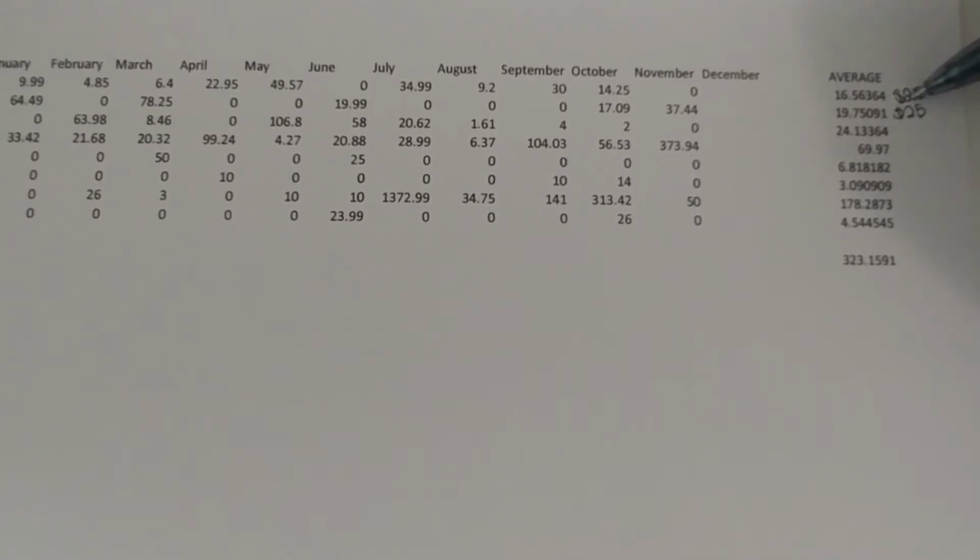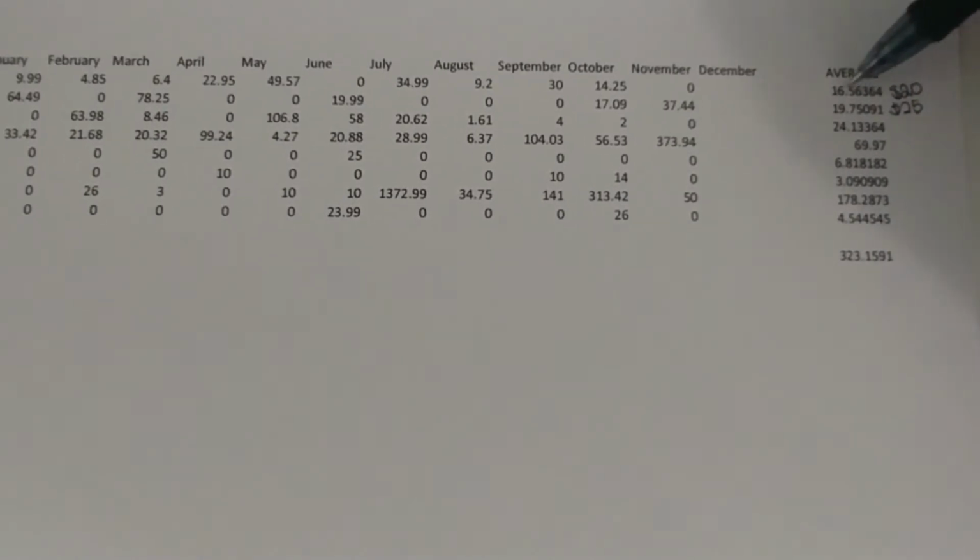And then same with beauty. I actually gave myself $15 a month this year, but I'm going to bump that up a little bit because, as you can see, it barely covered it.